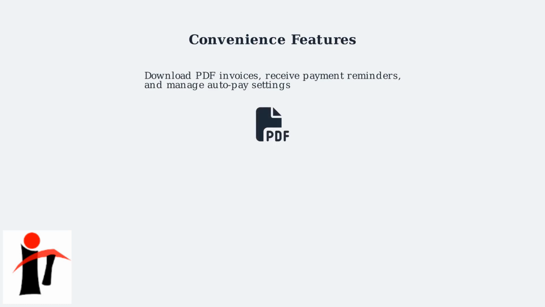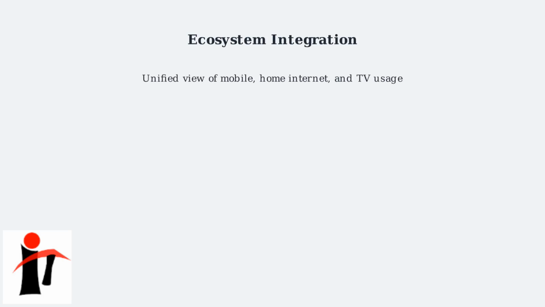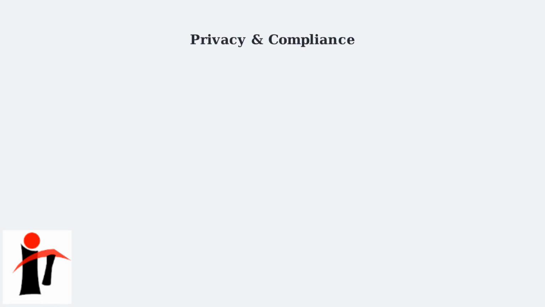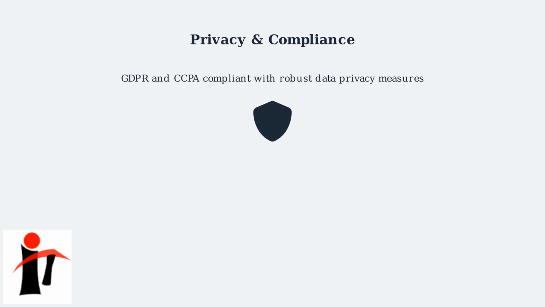The app facilitates convenience by offering options to download PDF versions of your invoices, receive payment reminders, and manage autopay settings. Recent app enhancements mean it now seamlessly integrates with Charter's broader ecosystem, allowing for a unified view of your mobile, home internet, and TV usage, reflecting a push for simplified, unified billing. This integration, along with robust data privacy measures compliant with GDPR and CCPA, ensures transparency and user control.